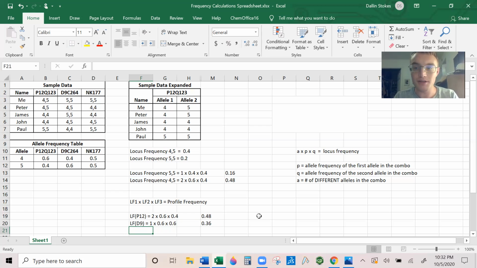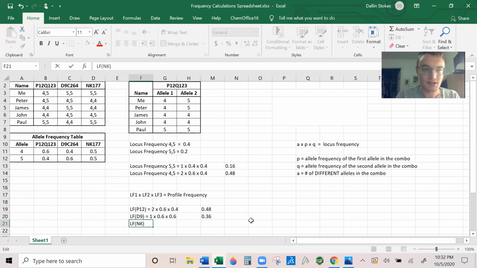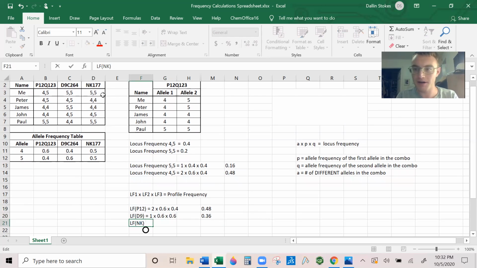Now we have to find the third locus frequency, the locus frequency of NK. I have a 5-5 combo at NK. So now we're in this far right column here. We're calculating the locus frequency, so we're going to use A times P times Q.